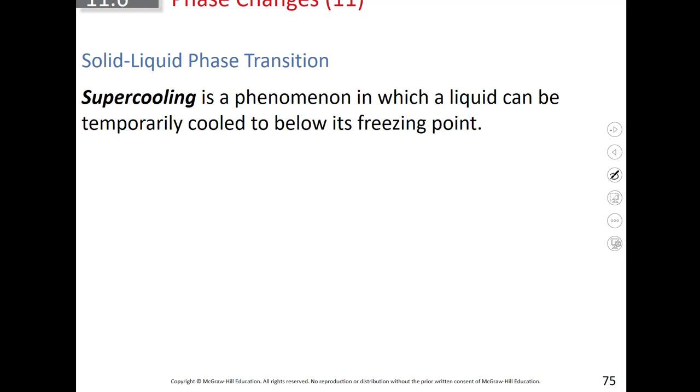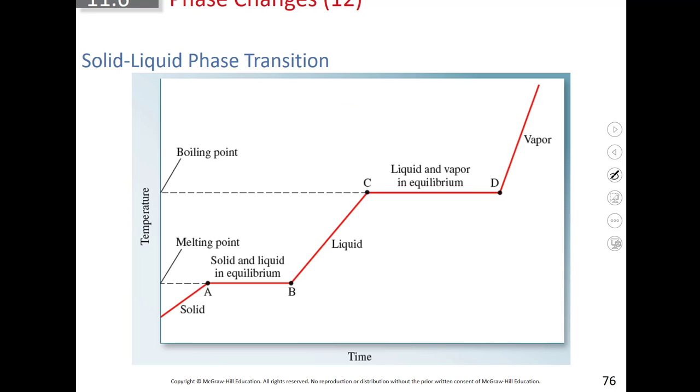Supercooling is where you can get a liquid to be cooled down below its freezing point without it going into the solid phase. Again, this is done by changing the pressure. All right, here's what we're getting to. So this image is on the bottom of page 511. This is called a heating curve. A heating curve compares, as time goes on, what is happening as you heat a substance.